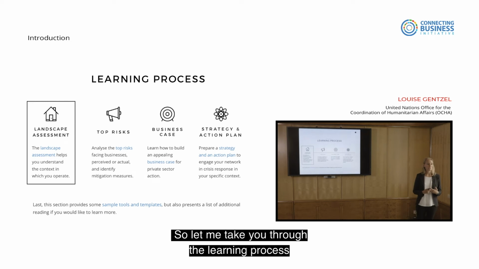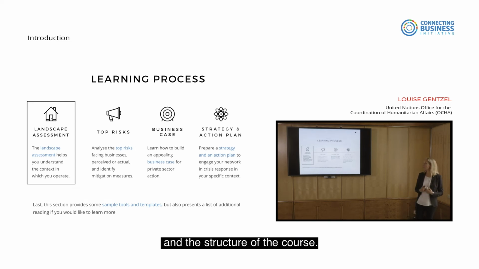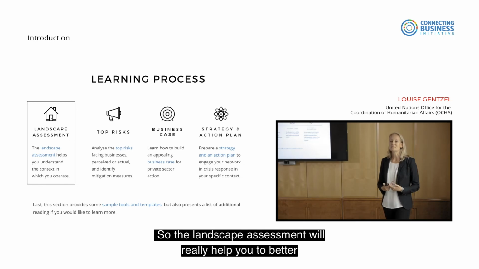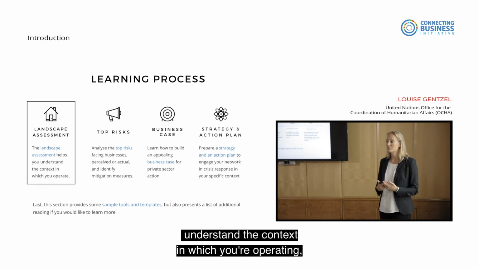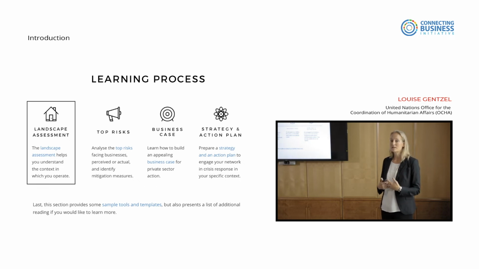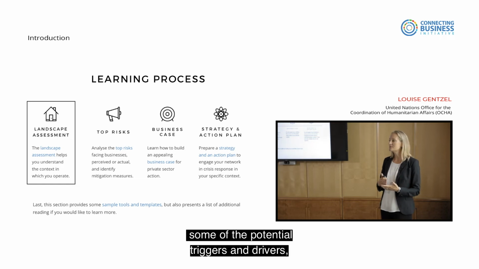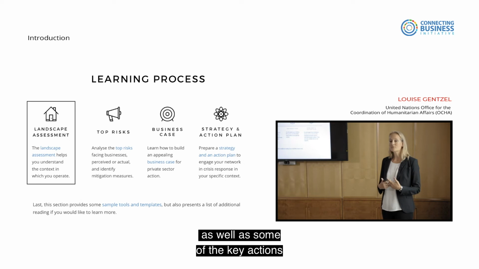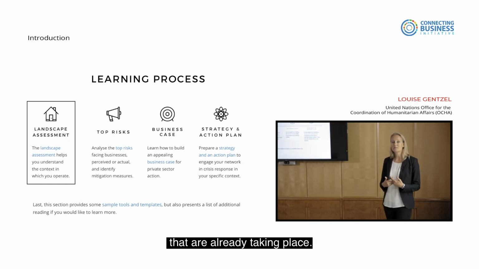So let me take you through the learning process and the structure of the course. So the course is made up of 4 main components. The first component is the landscape assessment. So the landscape assessment will really help you to better understand the context in which you're operating, including identifying some of the key attributes, some of the potential triggers and drivers, the impact that this is having, as well as some of the key actions that are already taking place.